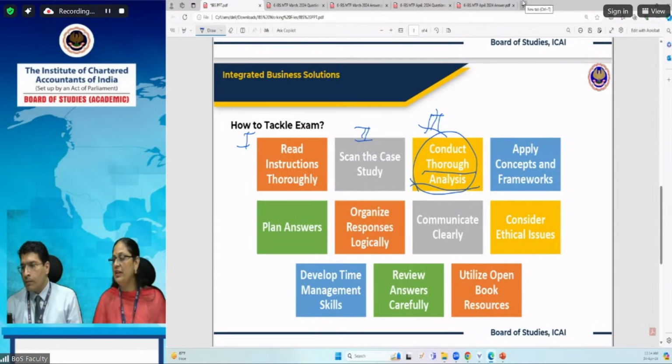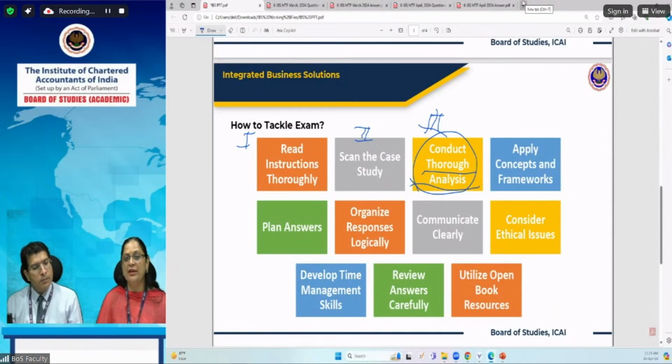Still, if you have any doubt, you can write to us or you can unmute yourself and ask us. So this is what Deepak sir is going to cover only now, developing time management skill. So how to manage time for this 4-hour duration as well as for the 15 minutes.